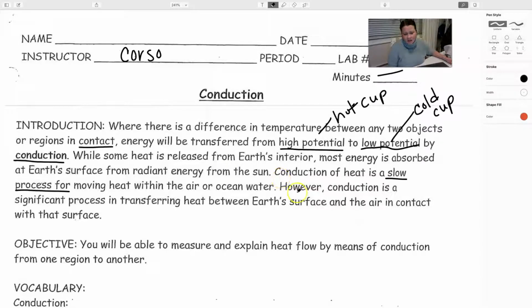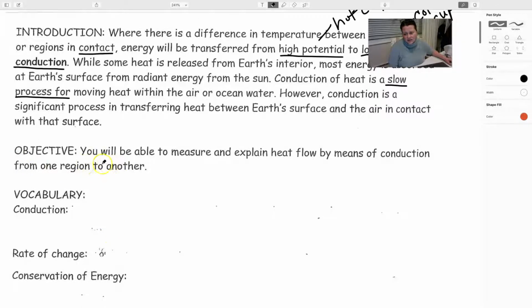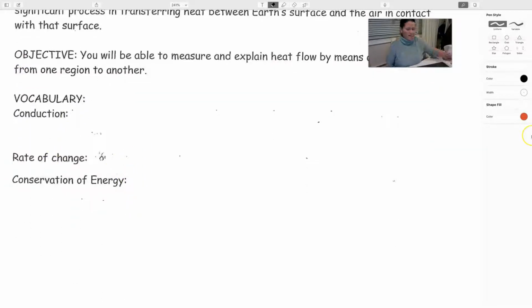Now it says, however, conduction is a significant process in transferring heat between the Earth's surface and the air in contact with the Earth's surface. Objective: in today's lab, you'll be able to measure and explain heat flow by means of conduction from one region to another. So let's get these vocabulary terms filled in, and then we're going to get right to this.